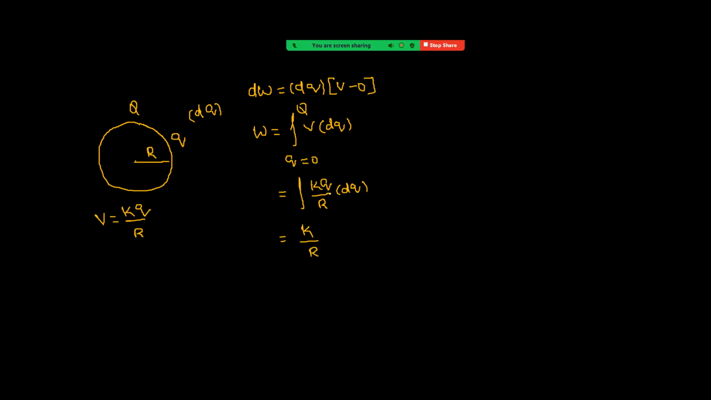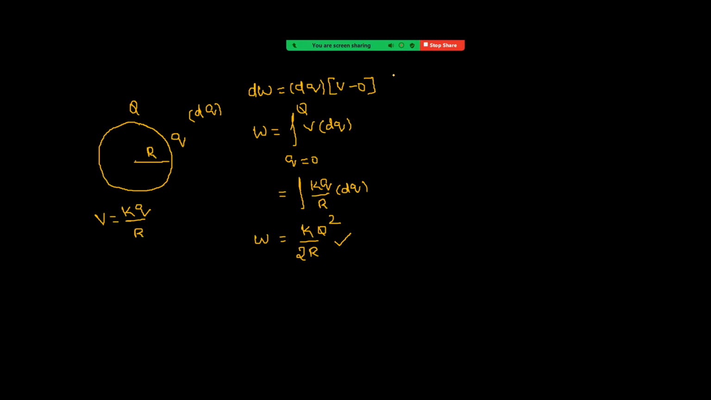Remaining is now integration of Q dq. It becomes now Q square by 2, right? And take limits. So Q square by 2. That is now work done in charging the body. And this work stores in the form of potential energy. This is what we call self energy, or we can say it is the electric potential energy of that thin shell which is uniformly charged. So the final result is kq square by 2r.